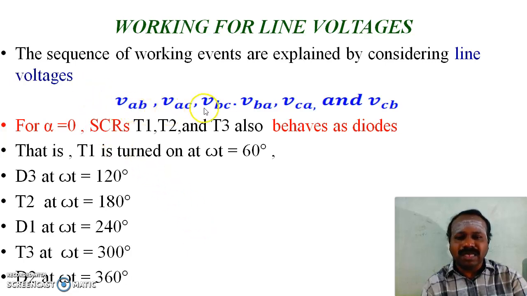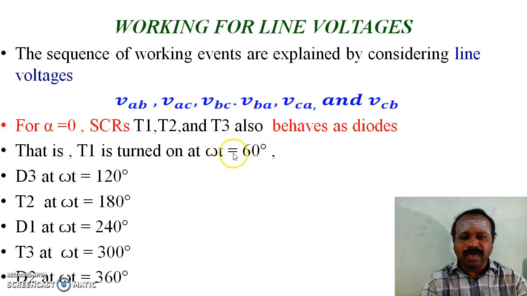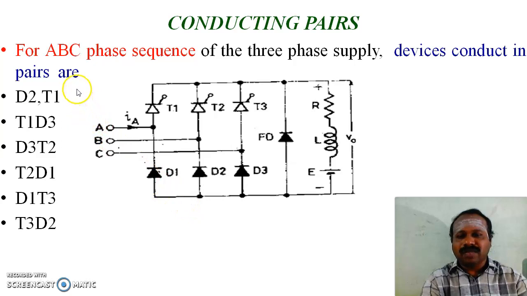The line voltages are VAB, VAC, VBC, VBA, VCA and VCB. For alpha equal to 0, SCRs T1, T2 and T3 also behave as diodes. That is, T1 is turned on at omega t equal to 60 for alpha equal to 0. Then in the negative group, the next device D3 starts its conduction at omega t equal to 120, T2 at 180, D1 at 240, T3 at 300 and D2 at omega t equal to 360 degree. These are the conducting pairs of the devices for the phase sequence of ABC: D2, T1, then T1, D3, next diode. Then T3 and T2, the next thyristor. Then T2, D1, the next diode, and D1, T3, then T3, D2.